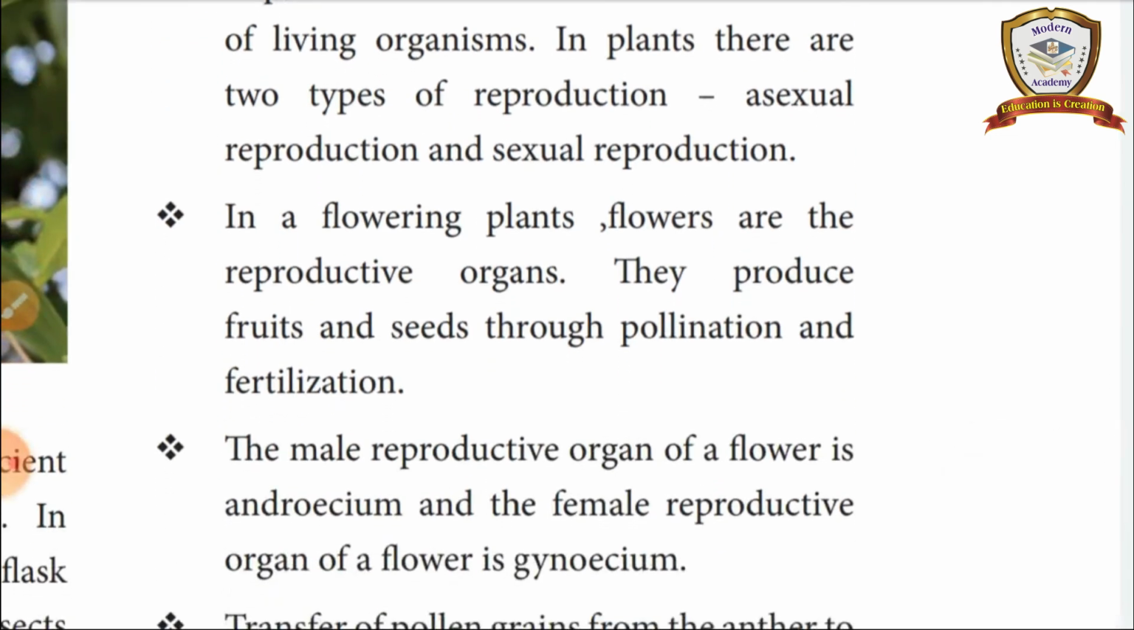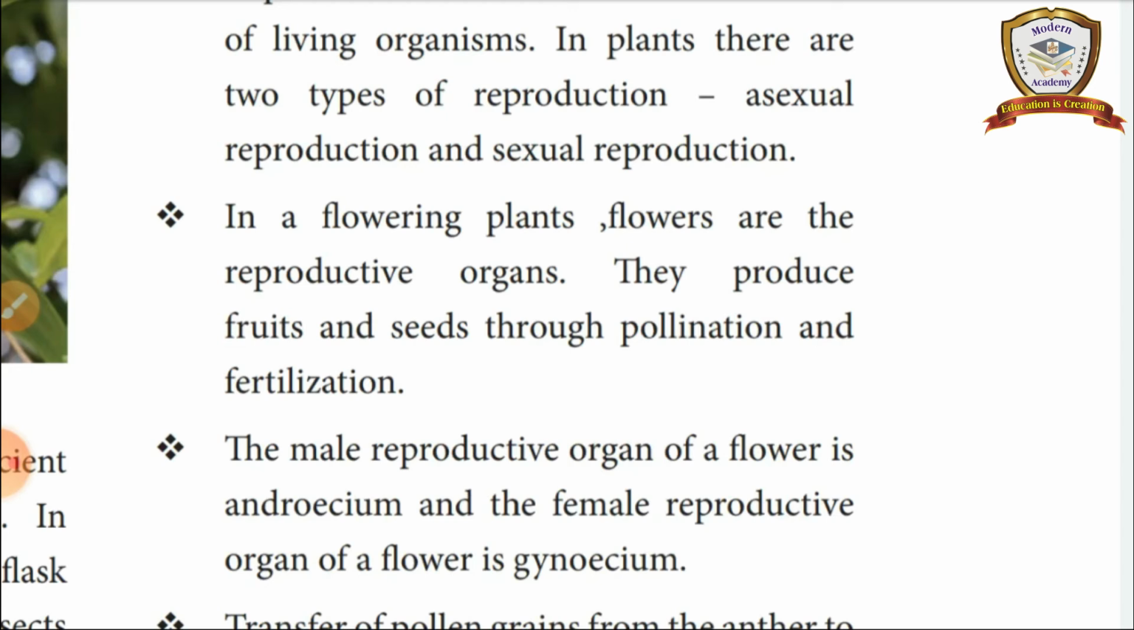Pollination and fertilization processes are involved in sexual reproduction. What do you mean by pollination? The transfer of pollen grains to the stigma is known as pollination. Once the pollen grains reach the stigma, the next step, fertilization, occurs. After fertilization, the new plant will be produced.